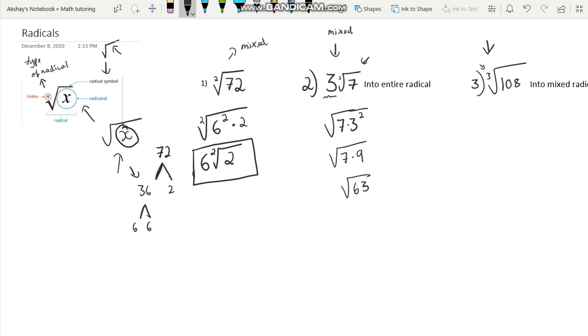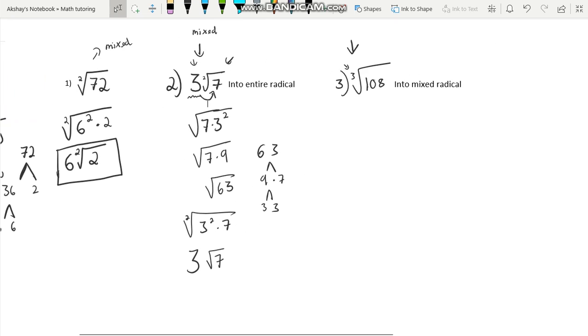That's my answer. Now if I want to work backwards, my prime factorization of 63 is 9 times 7, 3 and 3. So we're left with 3 squared times 7. And now, because my index is 2 and I have a 3 squared, I can take one of that number out. So I'm left with 3 root 7. So that's working backwards from mixed radical and putting it back into an entire radical form. So when we have an index of 2, we would square our number outside our radical symbol and put it inside the radical symbol, multiply it along with our radicand, and then we end up with our answer.